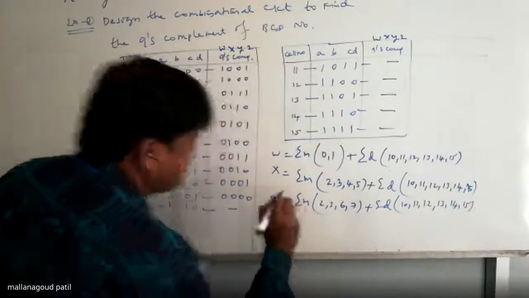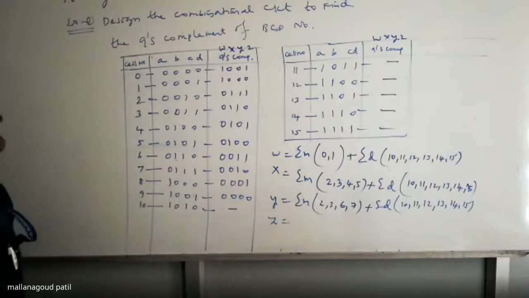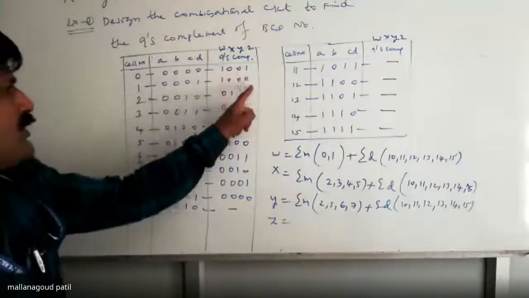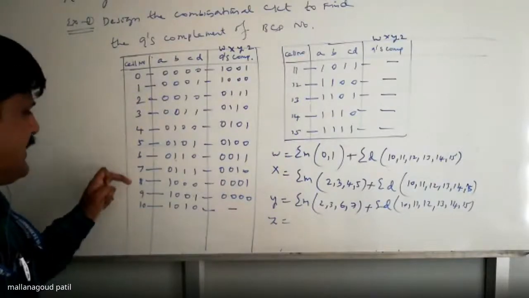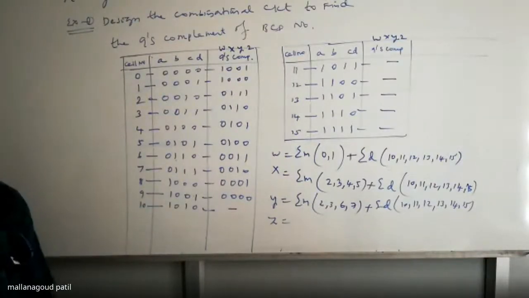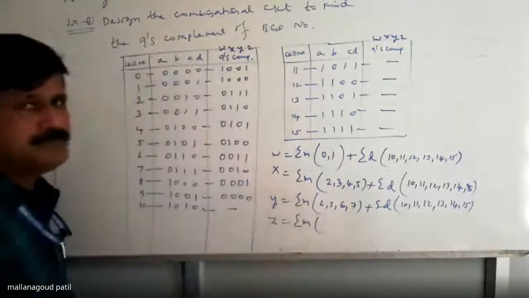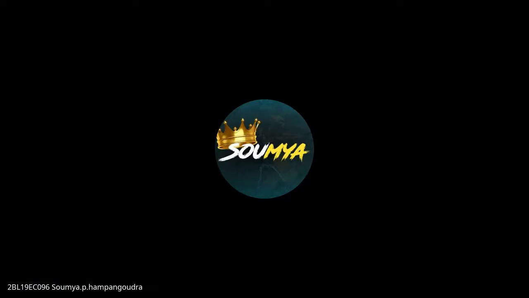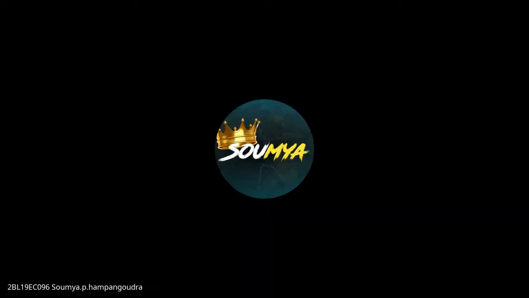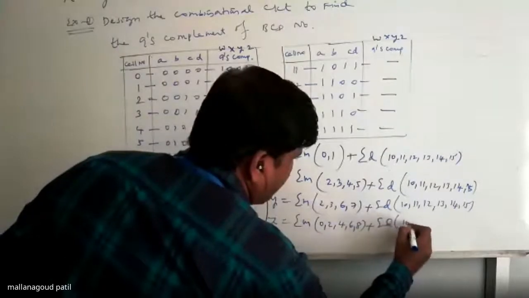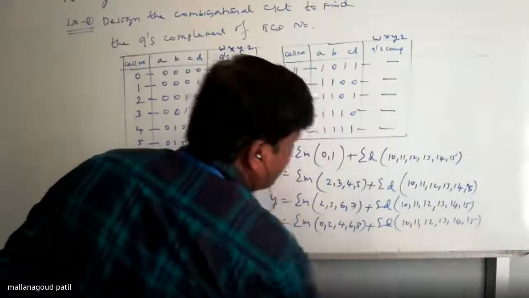Then last is Z. Z is the last column. In the last column, consecutive ones are there: 1, 0, 1, 0, 1, 0, 1, 0, like it is there. Then 0, 2, 4, 6, 8. Even numbers are 1, odds are zeros. Then sigma M of 0, 2, 4, 6, 8. Plus sigma D of 10, 11, 12, 13, 14, 15.